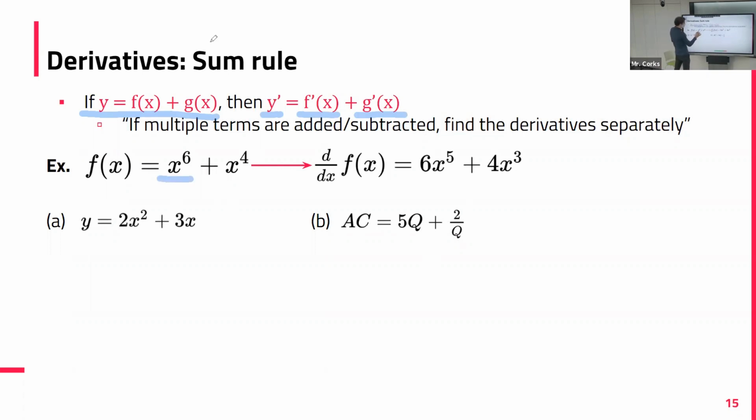So like this, x to the exponent 6 plus x to the exponent 4, our derivative is just the derivative of this thing, 6x to the exponent 5, and the derivative of this thing, 4x cubed, and then just add them together afterwards. That's it. Okay, so it doesn't have to be very complicated here. Let's take that rule, and there are two examples here. Please try to solve.